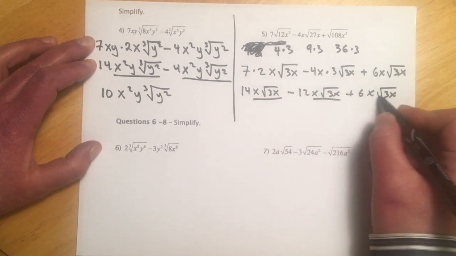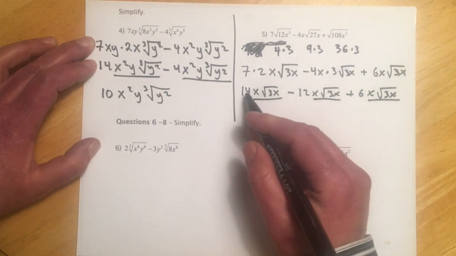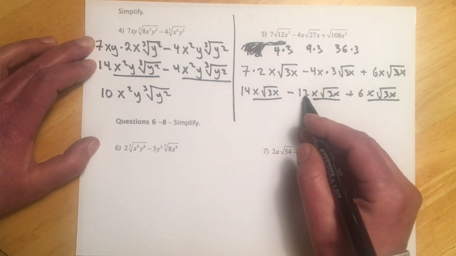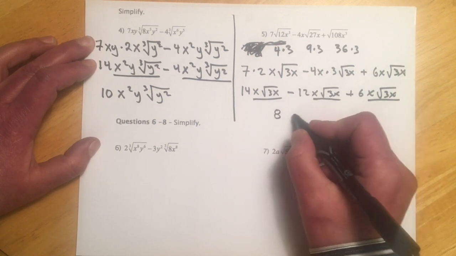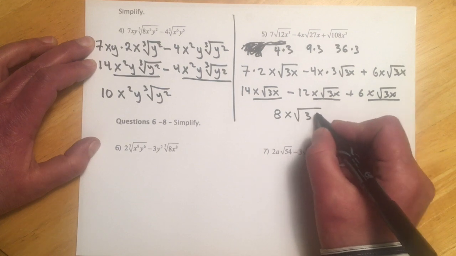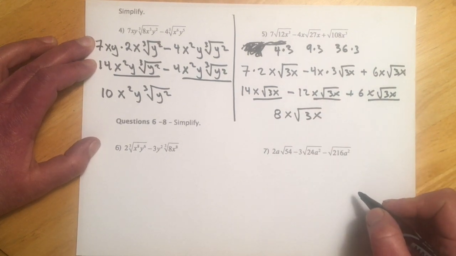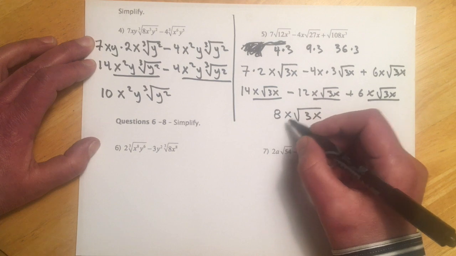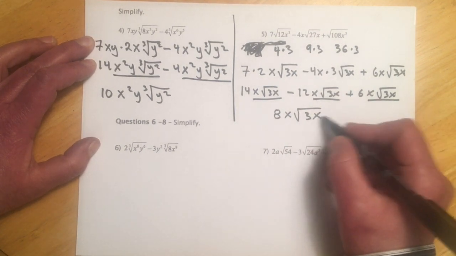And again, all of our stuff, like terms, that means we can collect it. So 14 minus 12 would be 2, plus 6 would make 8x, and then 3x under the radical, sorry. 8x square root 3x.